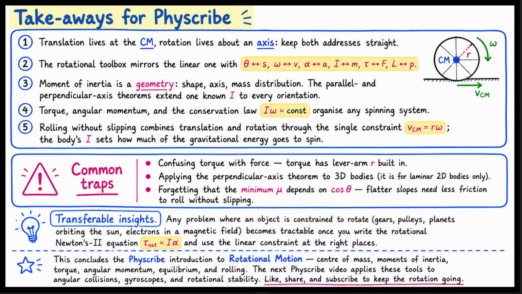As takeaways, translation lives at the center of mass and rotation lives about an axis. Keep both addresses straight. The rotational toolbox mirrors the linear one with theta to s, omega to v, alpha to a, I to m, tau to F, and L to p.